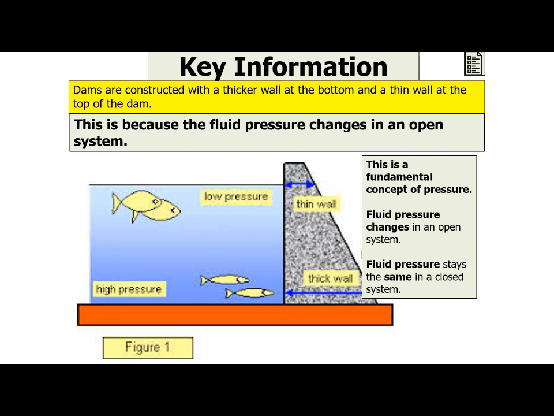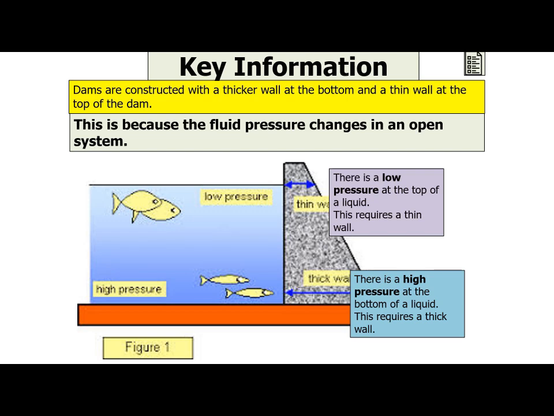That's because fluid pressure changes in an open system. It's a fundamental concept of pressure. Fluid pressure changes in an open system, but it stays the same in a closed system. You can see here that there is a low pressure at the top of this liquid, which requires a thin wall, whilst there's a high pressure at the bottom of the liquid, so it requires a thicker wall. So we can see very quickly that fluid pressure increases with depth in an open system.